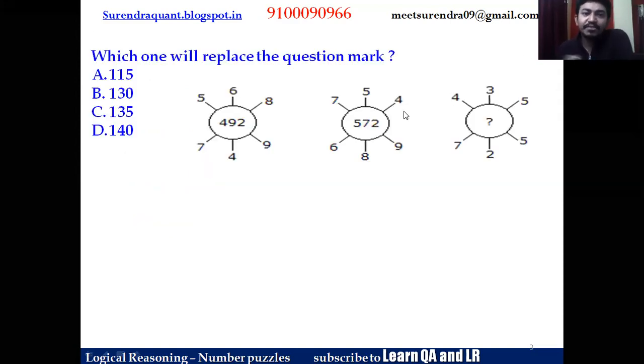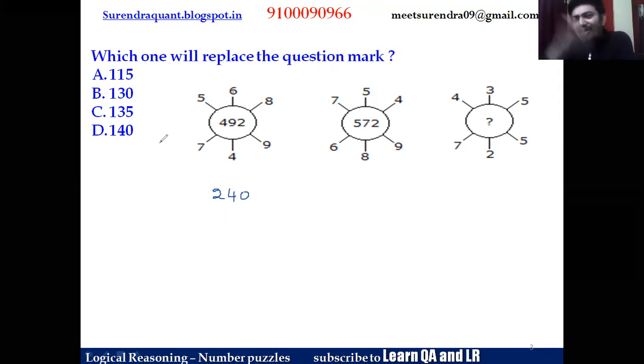Which one will replace the question mark? As I said earlier, when you have the numbers outside the circle, let us try to take the product of the numbers, to see whether they will give the number inside the circle or not. Can you see there is some symmetry? Some numbers are at the top, some at the bottom. Let's take the product and see what happens. Here, when I take the product of the numbers on the top, 5 6s are 30, 30 8s are 240.